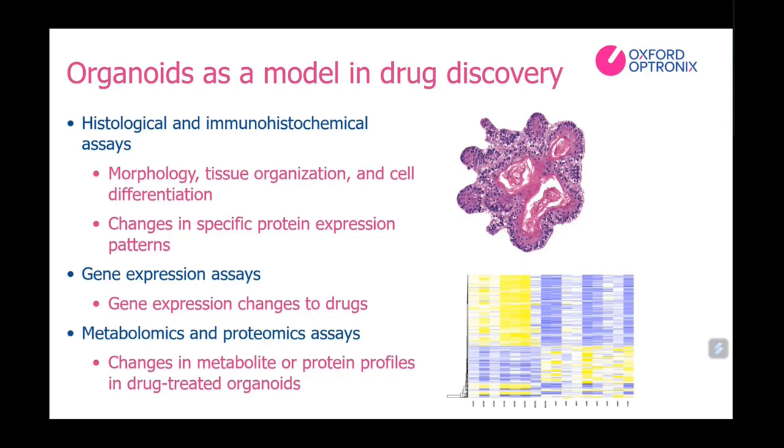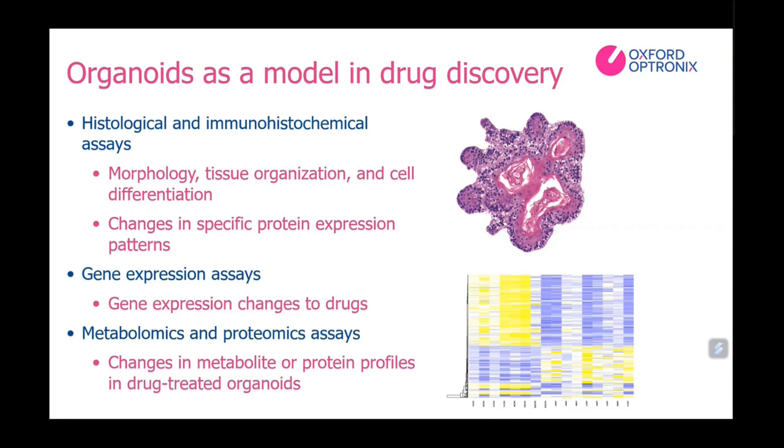Gene expression assays actually measure changes in gene expression patterns in response to drug treatment. And techniques such as quantitative real-time PCR, RNA sequencing, or gene expression profiling can be used to assess changes in gene expression levels, signaling pathways, or molecular targets in drug-treated organoids. Gene expression assays can provide insights into the mechanisms of drug action and can help identify potential drug targets or pathways.